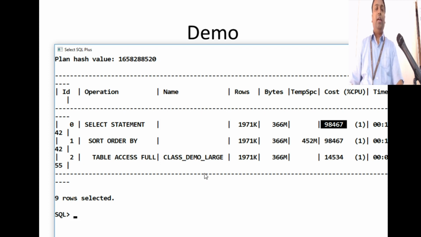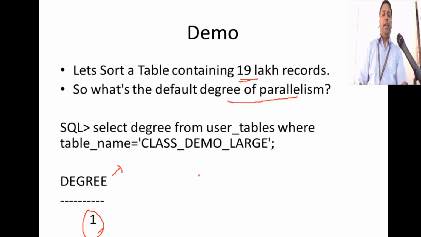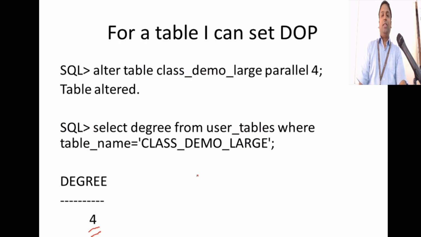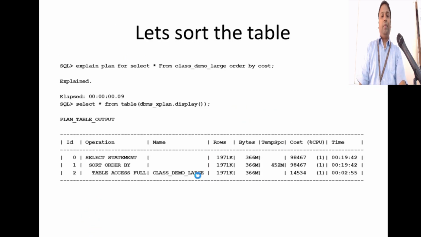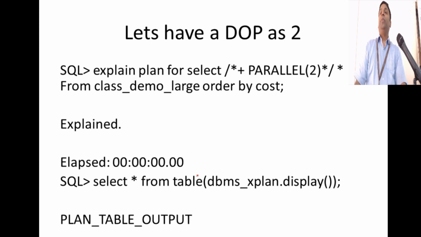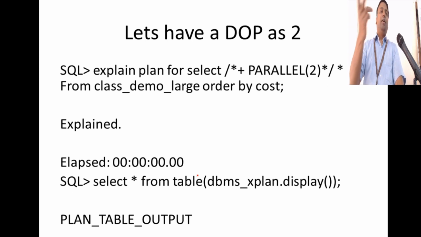Now if I go and run this query with the degree of parallelism as 2. What do you mean by degree of parallelism 2? We are going to have 4 threads, 2 producers and 2 consumers, parallelly reading and sorting my records. So we are going to take a look at this.